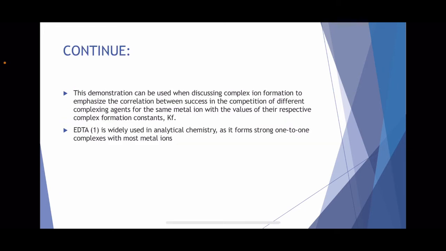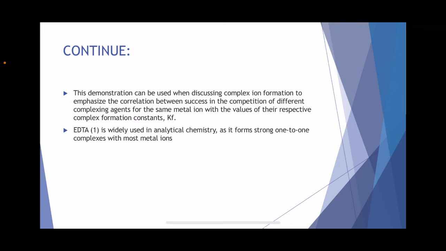This demonstration can be used when discussing complex ion formation to emphasize the correlation between success in the competition of different complexing agents for the same metal ion with the values of their respective complex formation constant Kf. If the value of Kf of a particular compound is high, that means it has a higher affinity or a higher power to form complexes with metal ions. The EDTA has a higher Kf value as compared to the indicator that we are using, which is Calmagite.